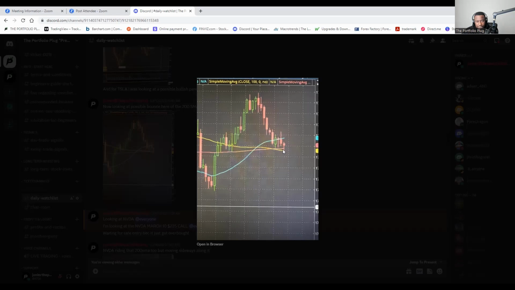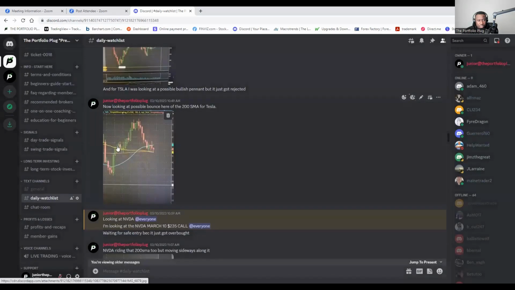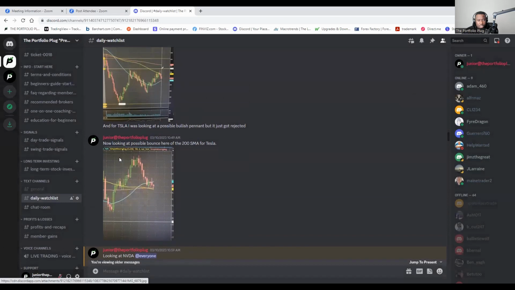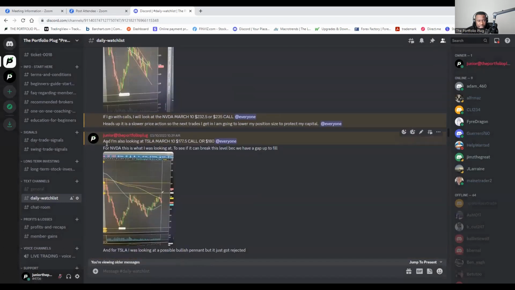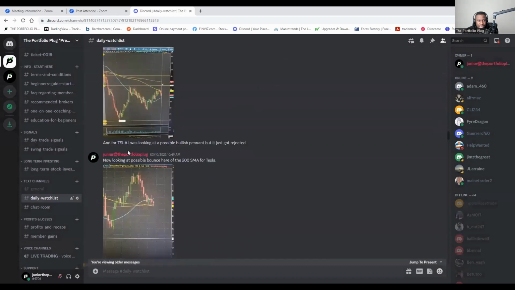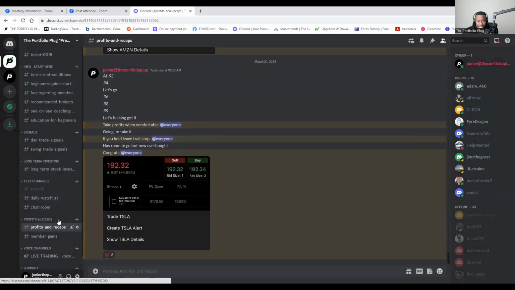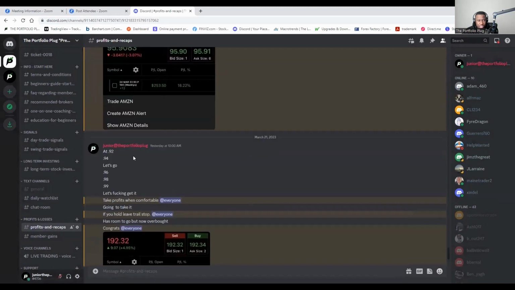So I entered the trade right in here. You guys can see right there. I was watching, paying attention to it, and then I gave our members a heads up. I'm looking at Tesla. This is when I told them I was looking at the Tesla right here for a call because I was looking to play the bounce. Now I'm looking for a possible bounce here at the 200-day SMA. I gave a heads up on this just based on that price action. So this was on the 13th.